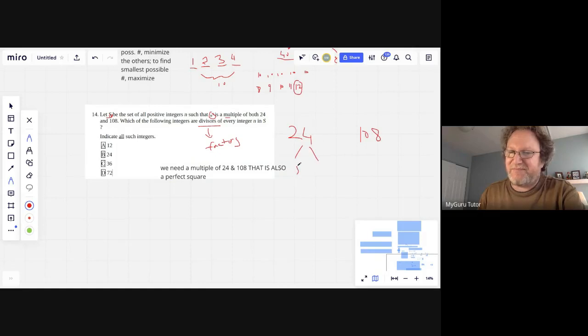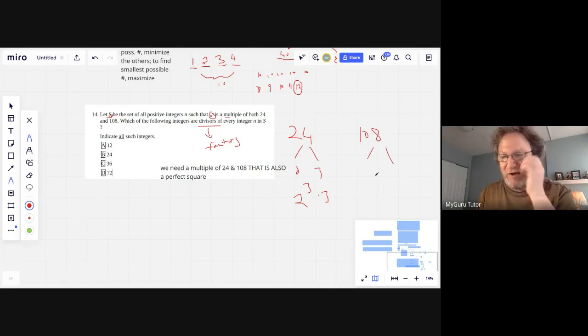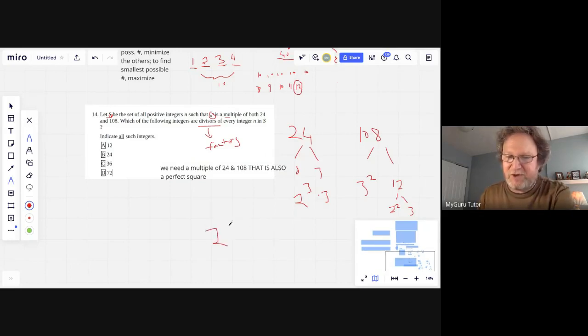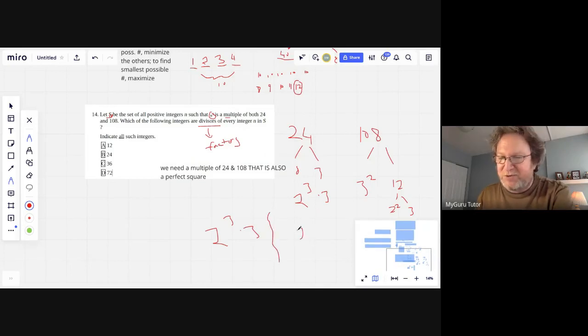24 is 8 times 3, right? That's 2 cubed times 3. 108 is a little bit more involved. It's going to be 12 times 9, say 3 squared times 12. 12 is 2 squared times 3, right? Okay, so 24, we have 2 cubed times 3. And 108, we have 2 squared times 3 cubed.